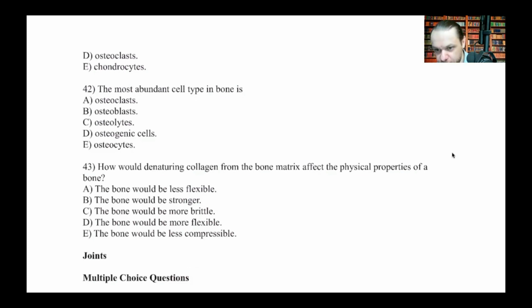42. All right, 42. Edwin, are you back? Sorry. Yes. Go ahead. 42. I chose the most abundant cell type in a bone is E, osteocytes. Yeah, that's correct. Cyte means cell, osteo means bone. Osteocyte is the most abundant cell type, that is correct.